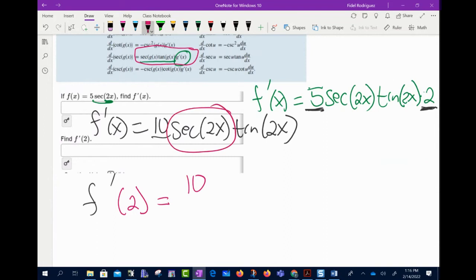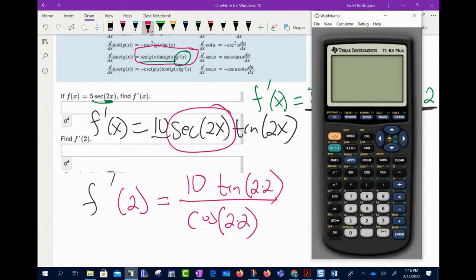Now let me ask you a question, y'all. When you're doing this on your calculator, what's another way that we can write secant? Anybody remember? Secant is the same thing as 1 over what? 1 over cosine, right? So instead of thinking about that as 10 times the secant of 2x, I'm going to think about 1 over the cosine of 2 times 2, because that's the value we're plugging in, and I'm going to leave that tangent of 2 times 2 alone. If your calculator has a secant button, by all means use it. Mine doesn't.